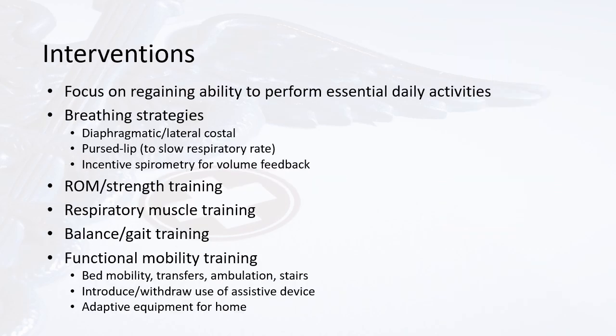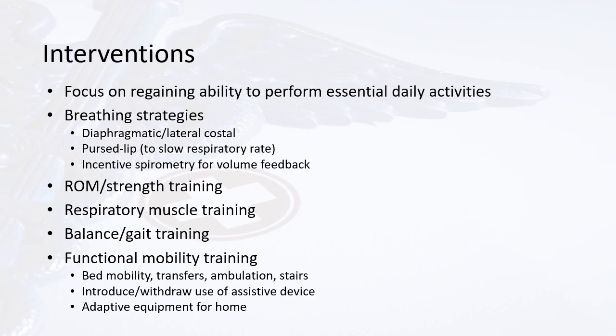Interventions should primarily focus on the patient regaining the ability to perform essential daily activities. This may include employing breathing strategies to adopt a more optimal breathing pattern, such as diaphragmatic or lateral costal breathing to improve depth of respiration, pursed lip breathing to slow the respiratory rate for patients who are breathing rapidly, and possibly incentive spirometry for feedback on increasing inspiration volume.